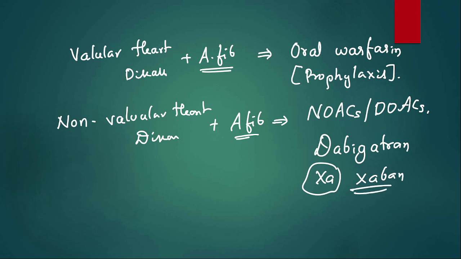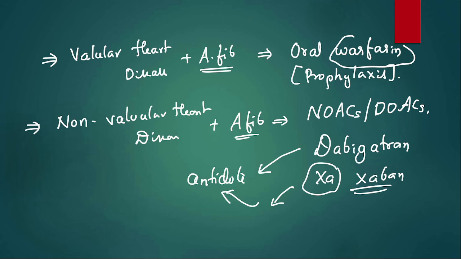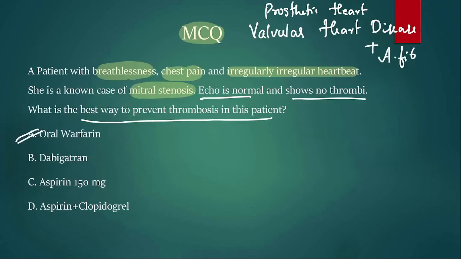So please read the question carefully. If there is valvular heart disease with AF, then oral warfarin. Non-valvular heart disease with AF, then you can give newer drugs, dabigatran or xabans. Now what you have to tell me is the antidote for dabigatran, the antidote for xaban, and the antidote for warfarin in the comment section. Now I told you dabigatran would have become the answer if there was no valvular heart disease. Aspirin, clopidogrel are for MI, stroke prophylaxis.